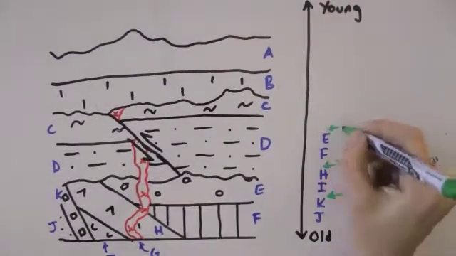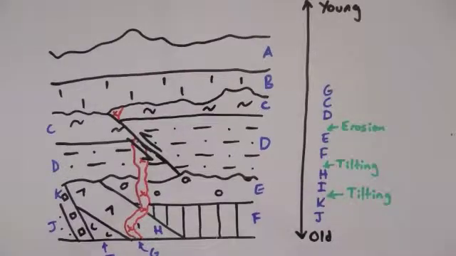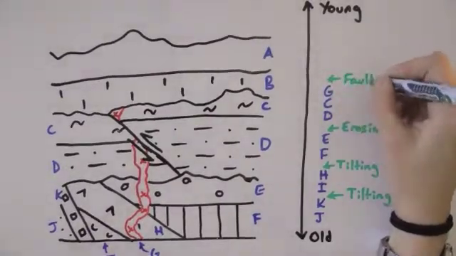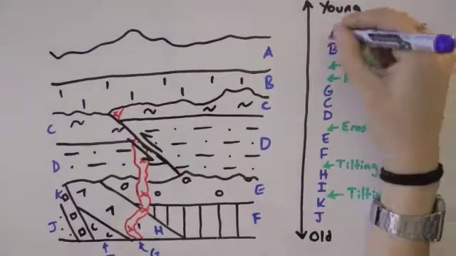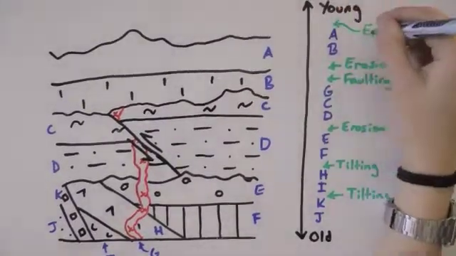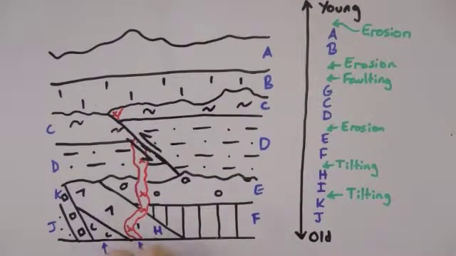F and D were deposited, then eroded, and D and C were deposited, G intruded. These top units were faulted, then eroded, and then A and B were deposited and eroded to create the topography. So here we have the entire sequence for the region.